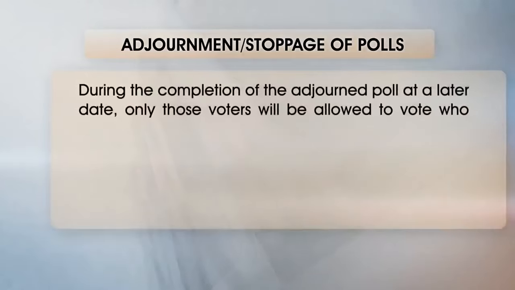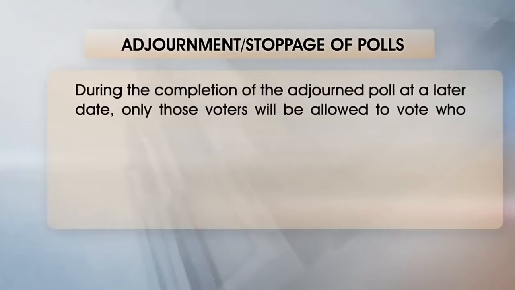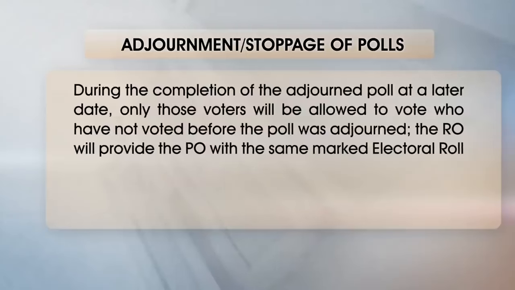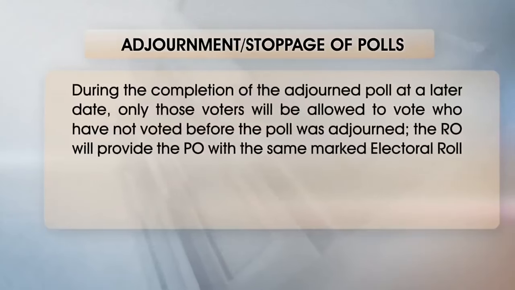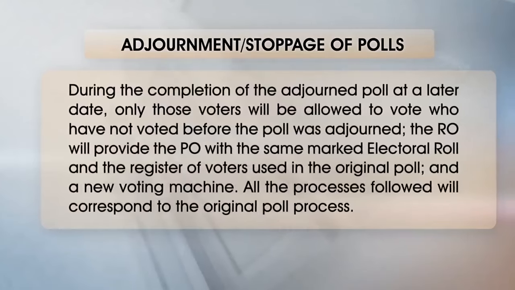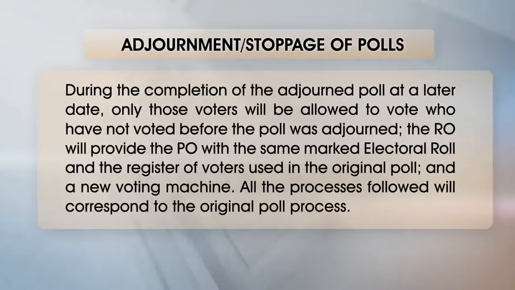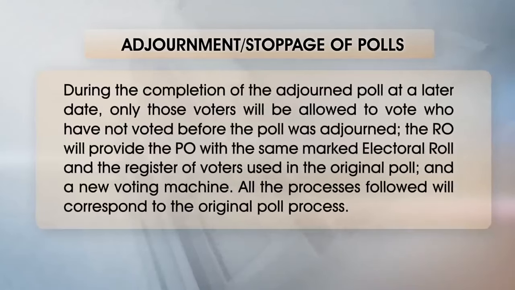During the completion of the adjourned poll at a later date, only those voters will be allowed to vote who have not voted before the poll was adjourned. The RO will provide the PO with the same marked electoral roll and the register of voters used in the original poll and a new voting machine. All the processes followed will correspond to the original poll process.